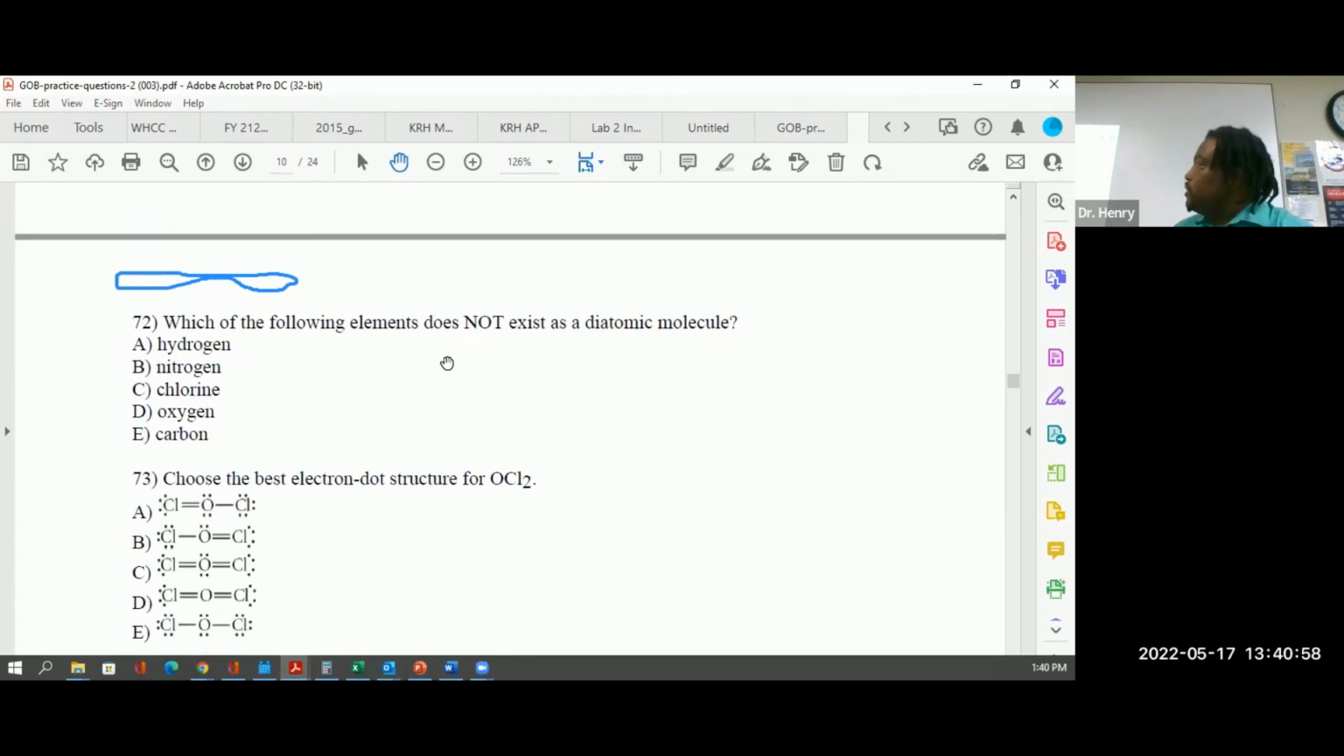Which of the following elements does not exist as a diatomic molecule? Is it hydrogen, nitrogen, chlorine, oxygen, or carbon?